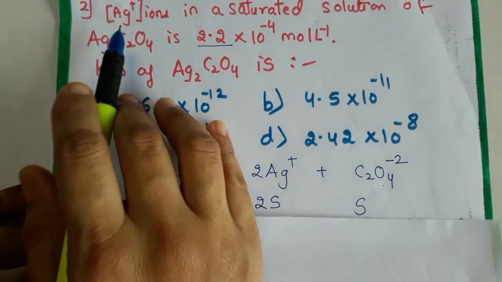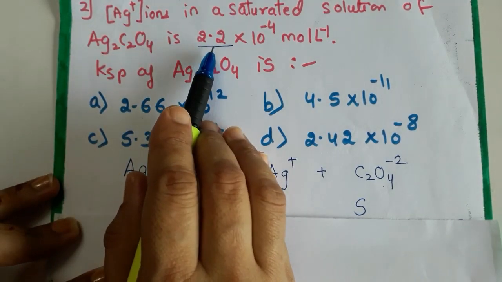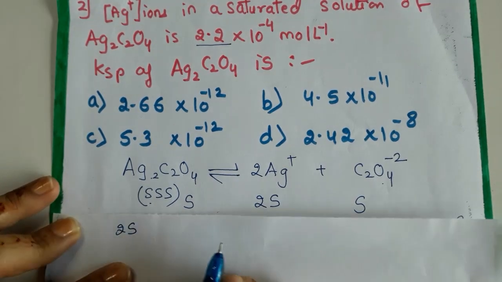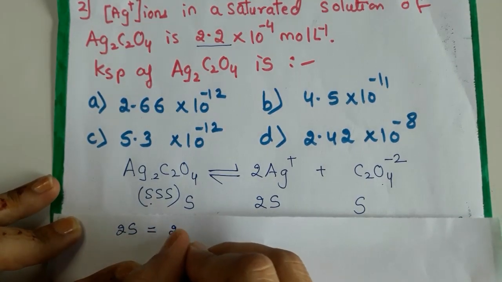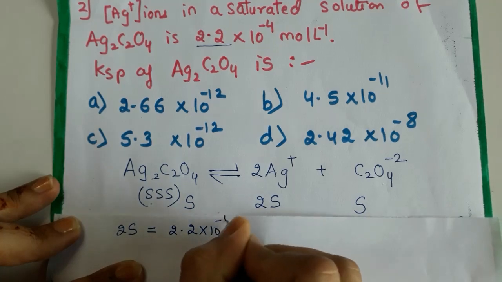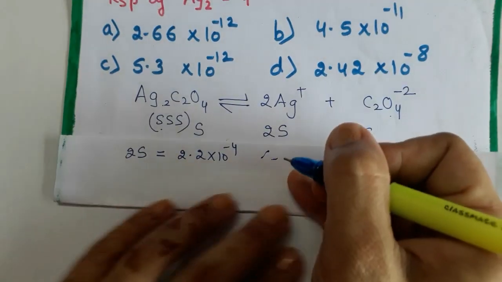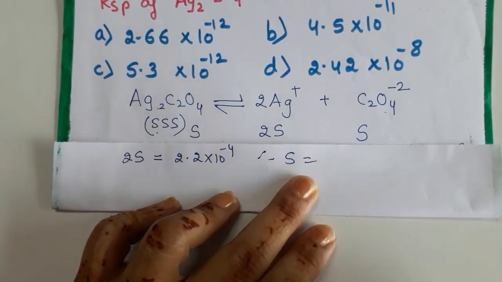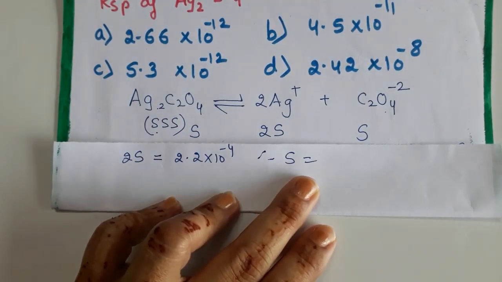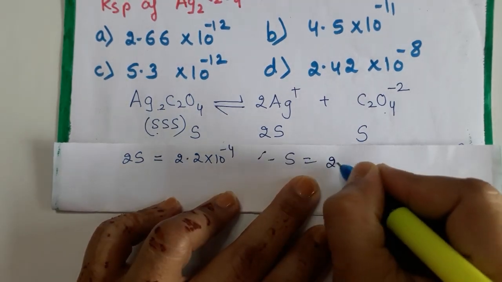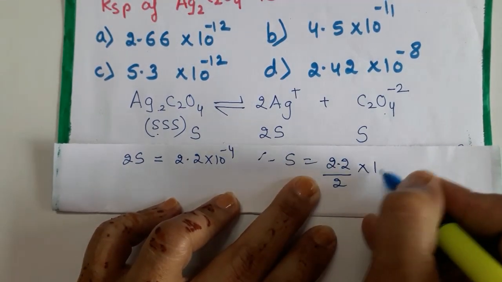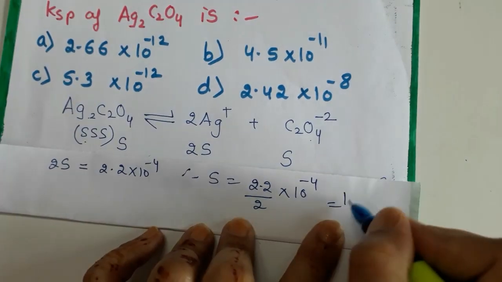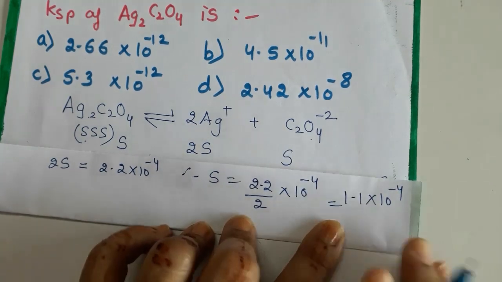Fine. Now the concentration of Ag plus they have given 2.2 into 10 raised to minus 4. But according to the reaction we have written, 2S is the concentration. So it means 2S is equal to 2.2 into 10 raised to minus 4. Therefore S is equal to 2.2 upon 2 into 10 raised to minus 4, which is equal to 1.1 into 10 raised to minus 4.